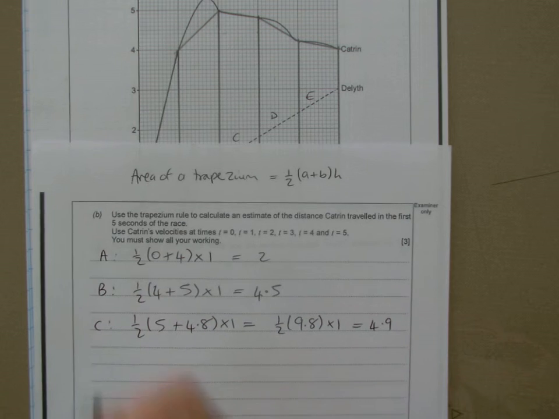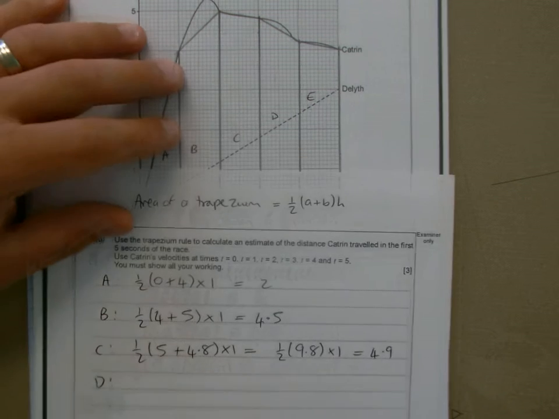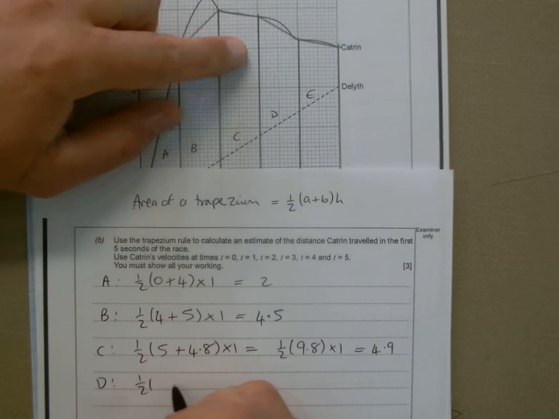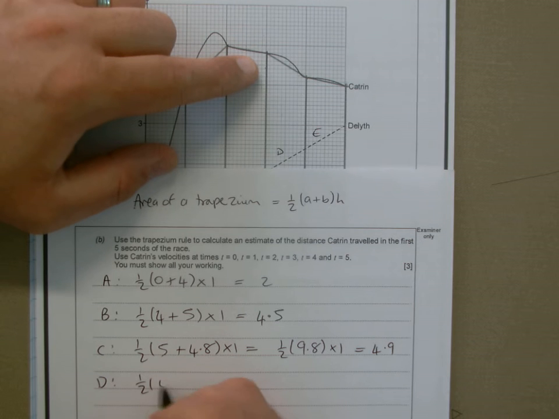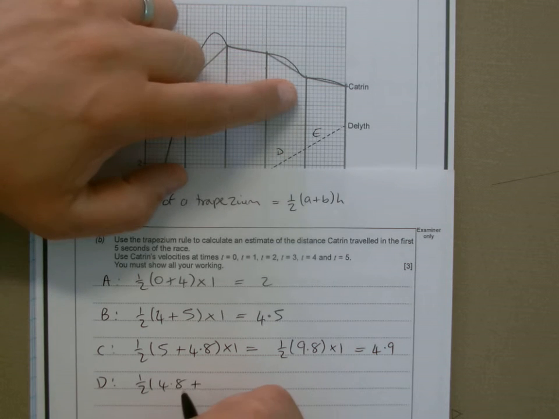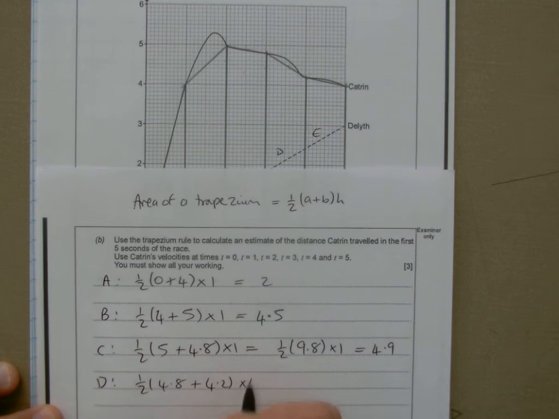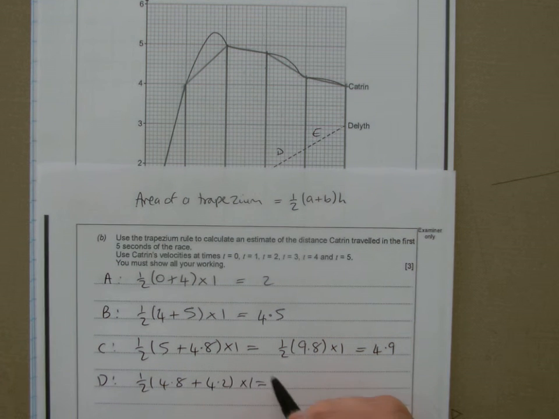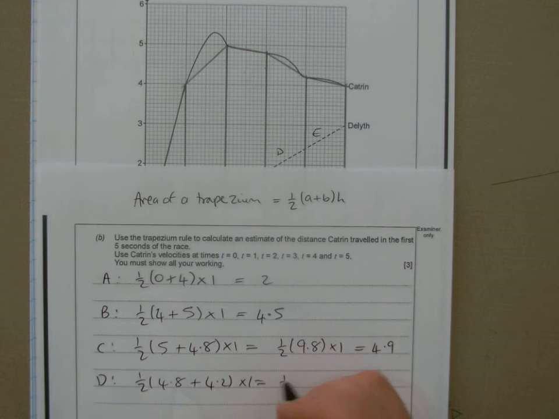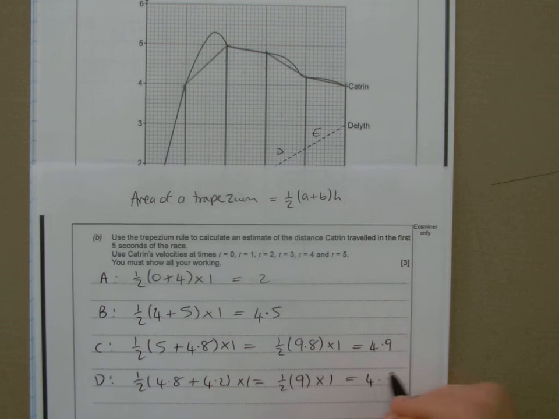So D then. We've got half. That side, remember, is 4.8. That side there is 4.2, I think, on the scale there, times 1. So you get half there. Those two added together will be 9, and then times 1, so you get 4.5 here.